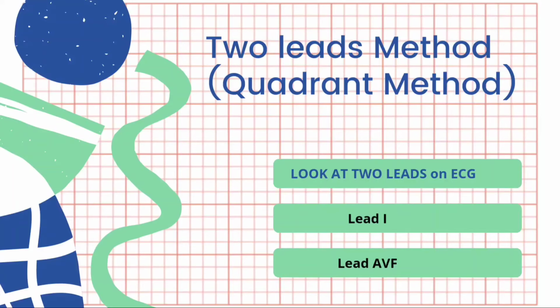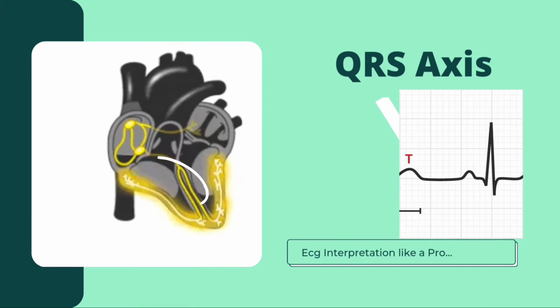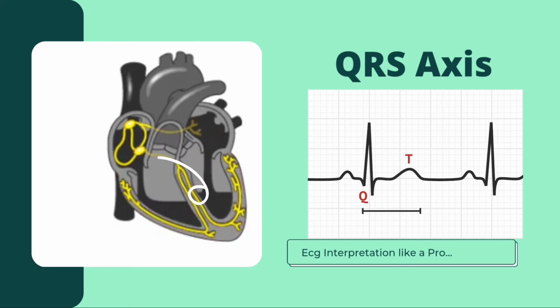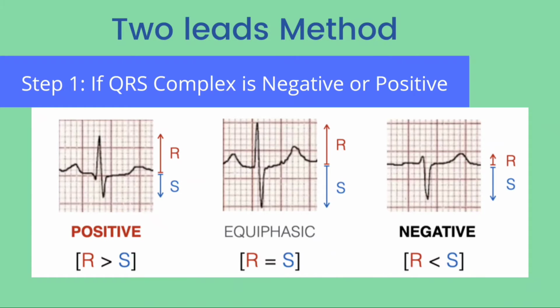The most efficient way to estimate axis is to look at lead 1 and lead aVF. Examine the QRS complex in each lead and determine if it is positive, isoelectric, or negative. A positive QRS in lead 1 puts the axis in roughly the same direction as lead 1. Similarly for aVF.